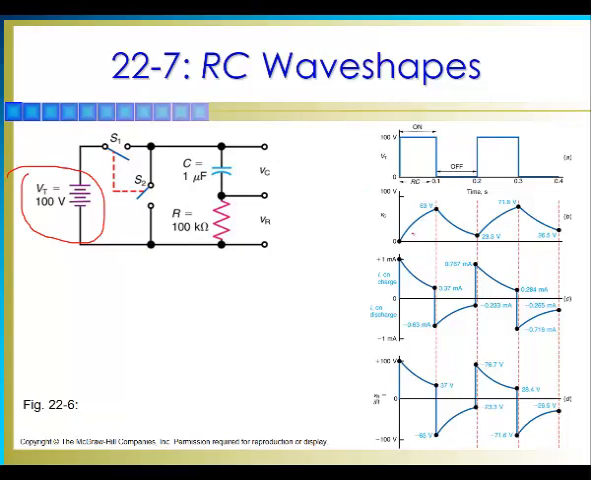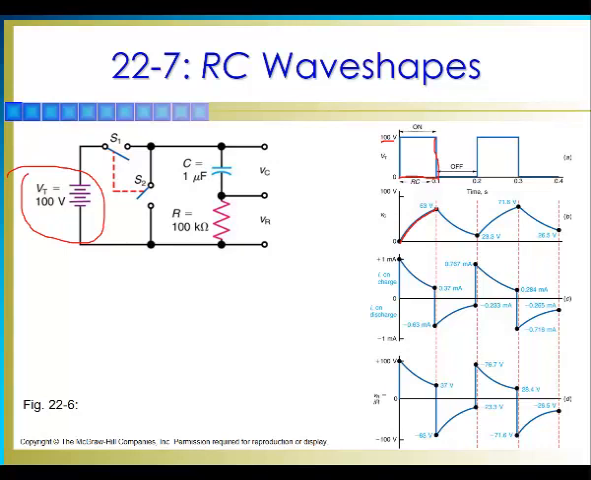This will charge the capacitor in this manner. When you first turn it on, it will charge the capacitor up to 63 volts. Even though the source applies 100 volts, it's only on for one time constant, right? So the capacitor will charge only 63% of the applied voltage in one time constant. So the capacitor will be charged up to 63 volts when the voltage turns off.